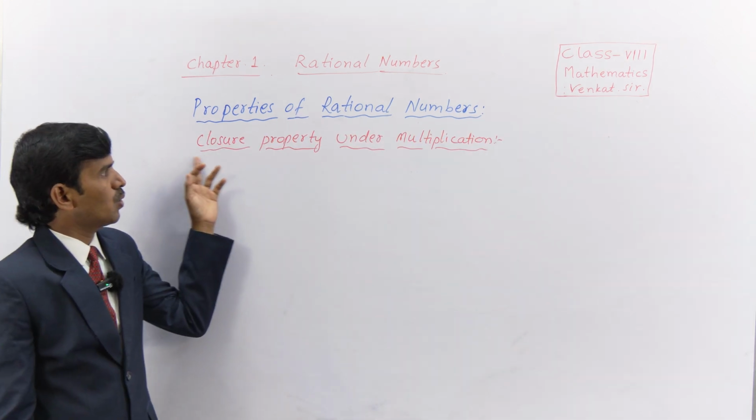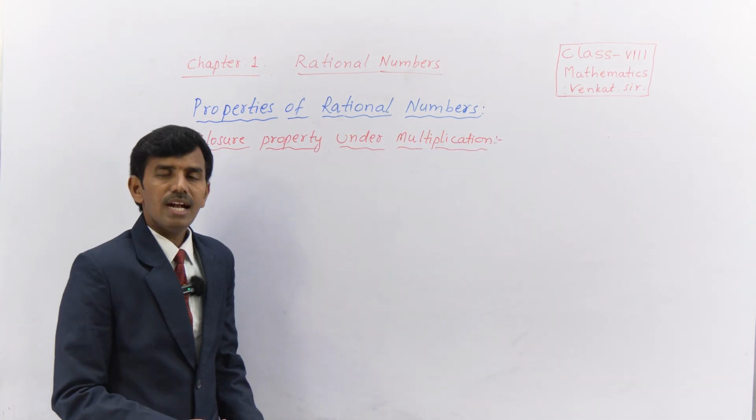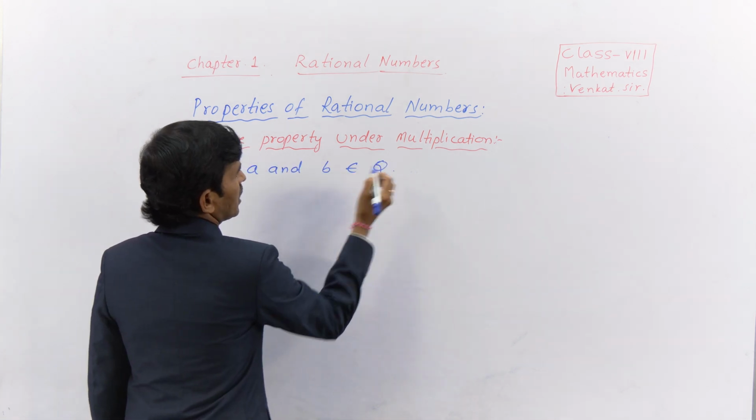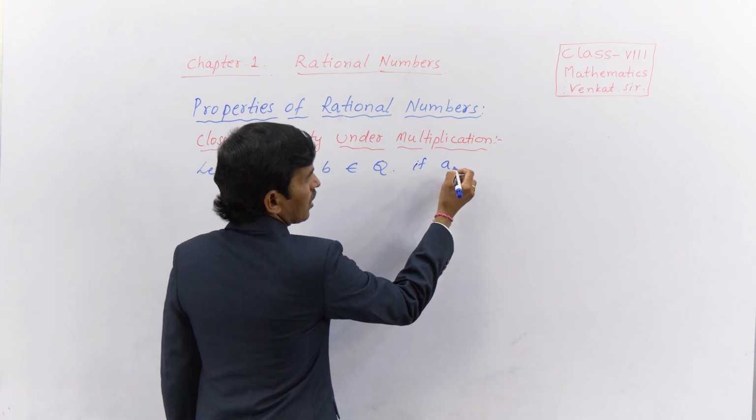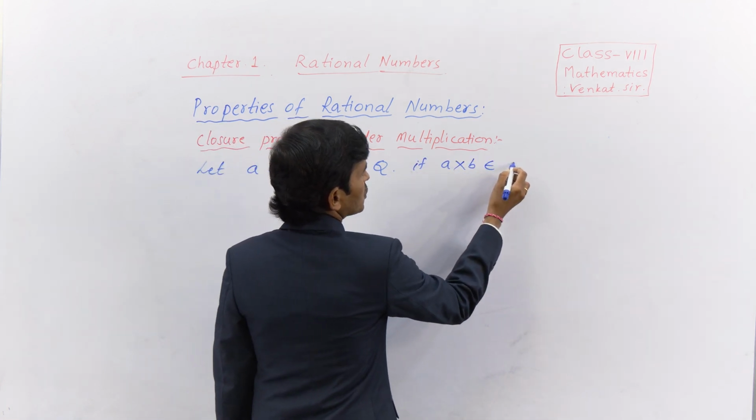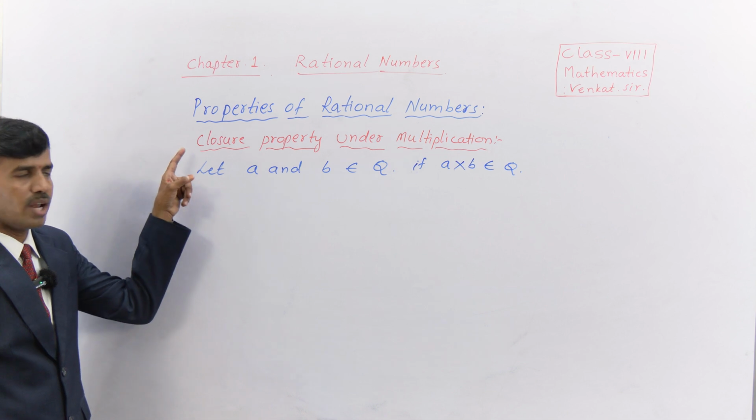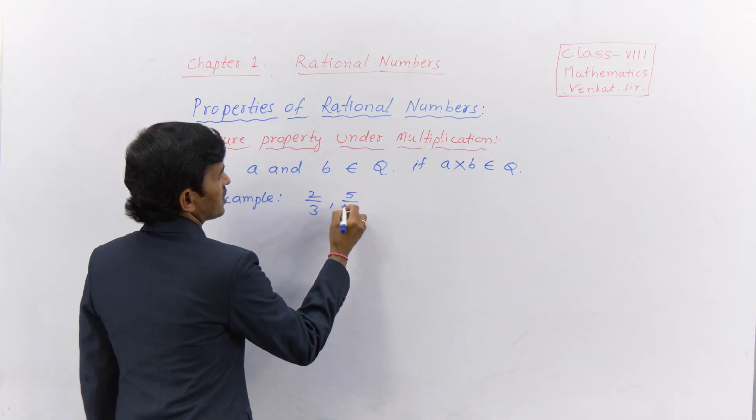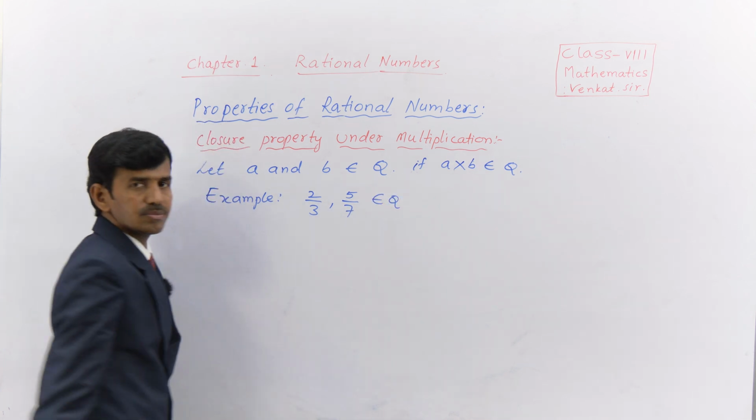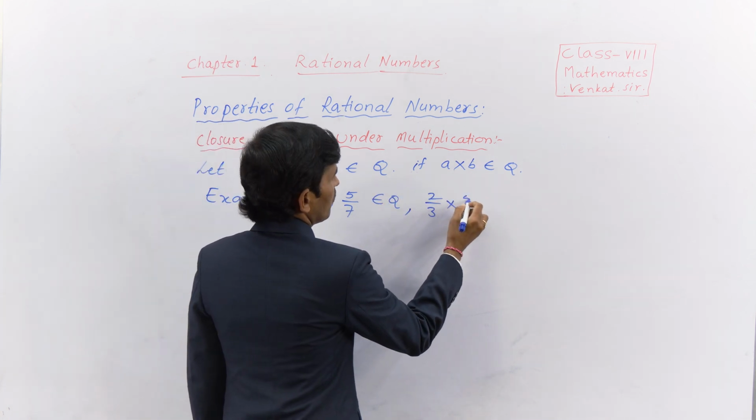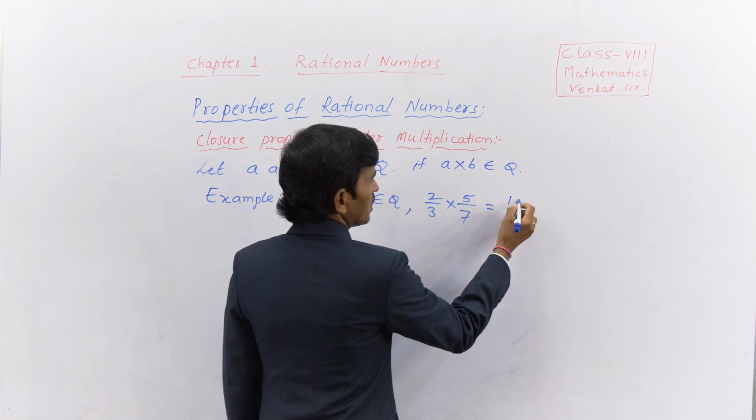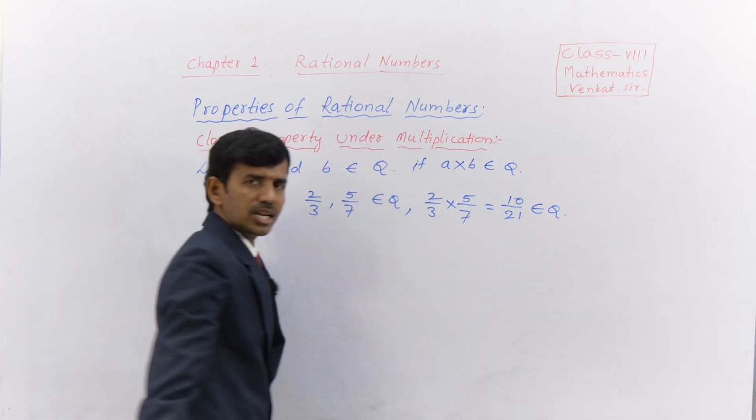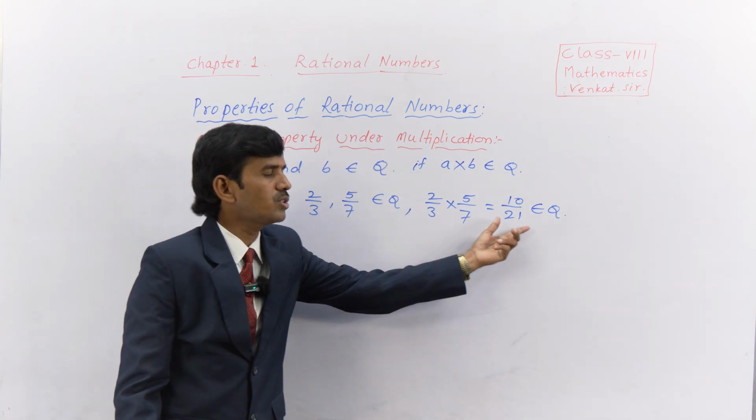Now we are going to find the closure property under multiplication. Let us see the definition of closure property. Let A and B belong to the set of rational numbers, and if A into B also belongs to the set of rationals, then this property is known as closure property under multiplication. For example, 2 by 3, 5 by 7, both belong to rational numbers. Let us multiply them. 2 by 3 into 5 by 7 is equal to 2 5s are 10, 7 3s are 21. This 10 by 21 also belongs to the set of rationals. Therefore, these two are closed under rationals.